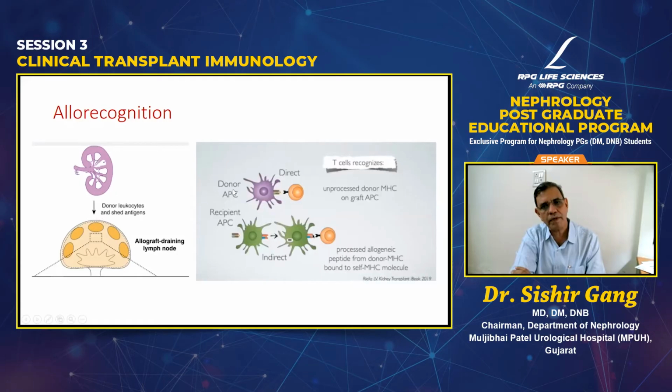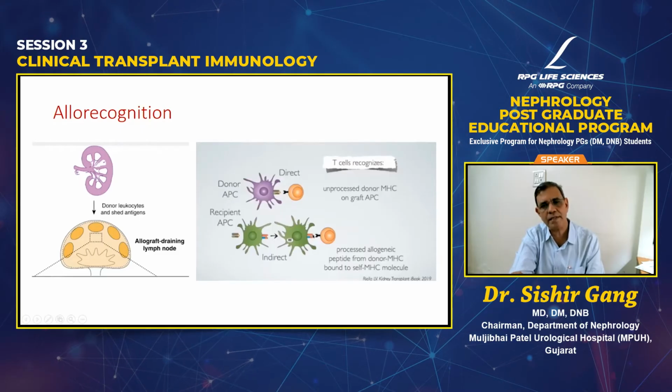So how does it recognize? The first important thing is that there are donor leukocytes, and these donor leukocytes contain the antigen-presenting cells. Usually these are dendritic cells. These dendritic cells actually contain the unprocessed major histocompatibility complex on their surface, and they present the antigen directly to the T lymphocytes. So this is known as direct recognition. These are the donor antigen-presenting cells, and these are the T lymphocytes.